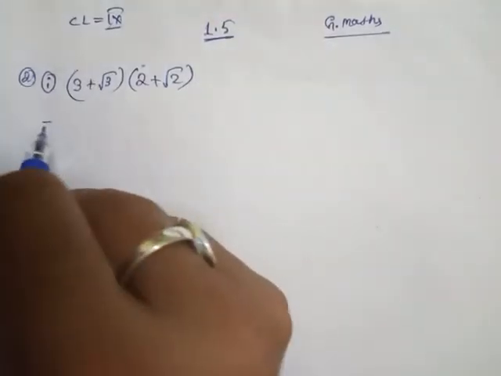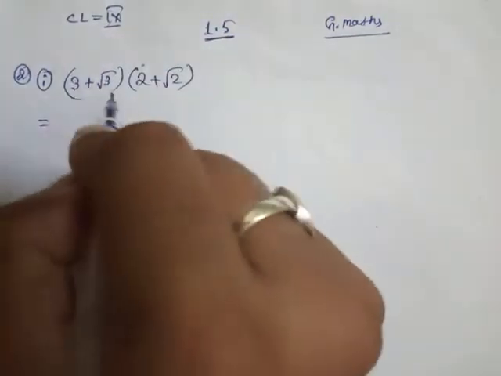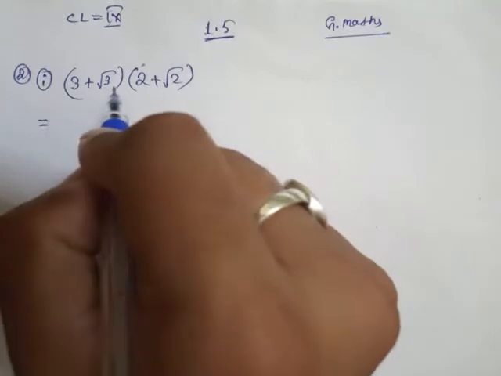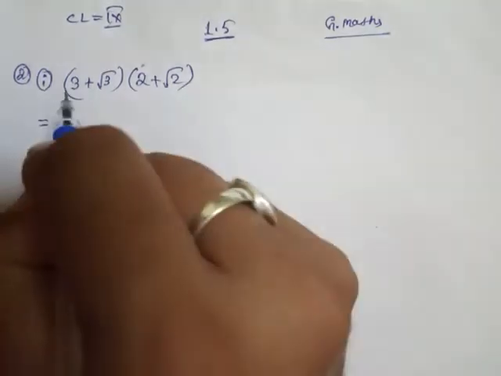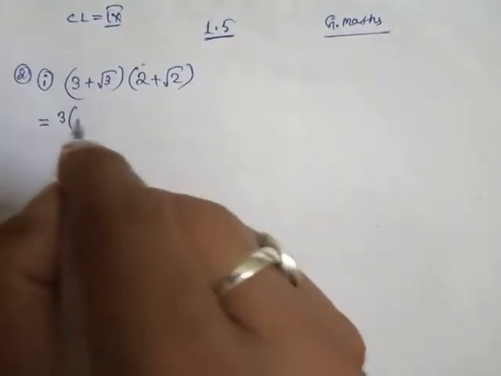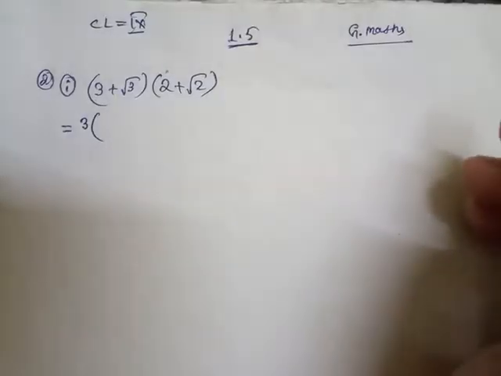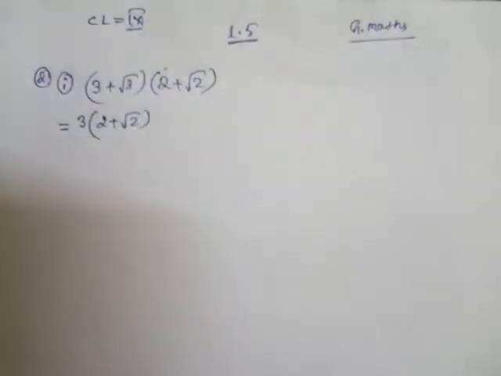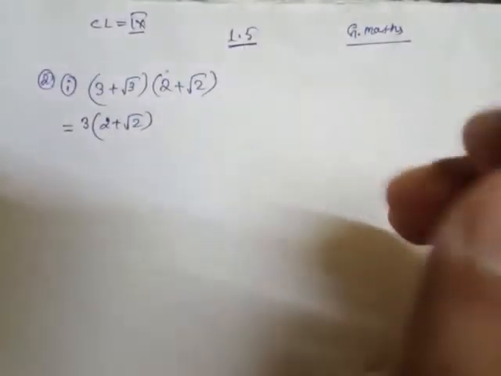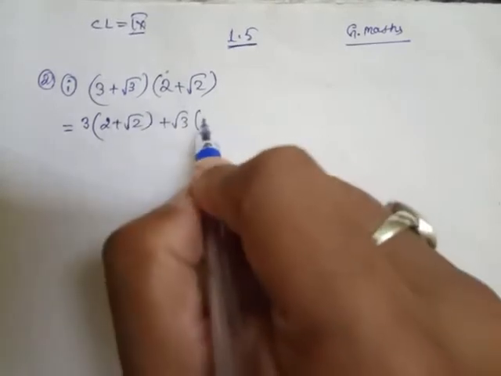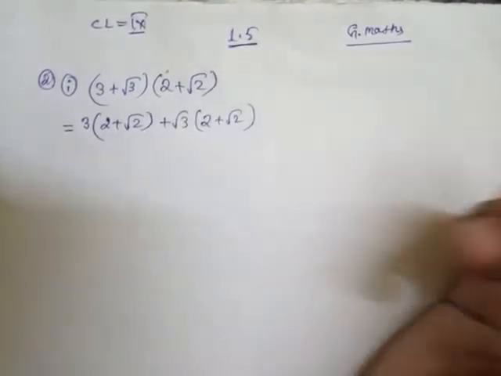First of all, just go for the multiplication with 3 with the whole value, which means 3 plus root 3 and 2 plus root 2. These 3 will multiply this whole value and root 3 will multiply the whole value. So 3 and now look, 3 will be multiplied with 2 plus root 2 and after that plus root 3 will be multiplied with 2 plus root 2.